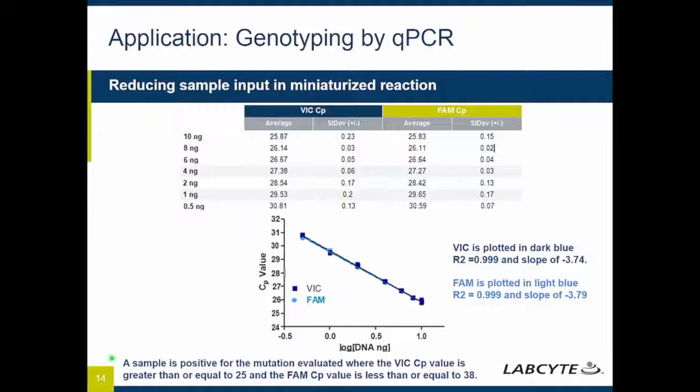This is going to be a continued message throughout the next few slides, so it's just a couple of numbers to pay attention to. But as you can see, as we're decreasing the amount of DNA input, we're getting a very nice linear correlation for the amount of CP values present. Here we've got the FAM plotted in the light blue with an R-squared of 0.999, as well as a 0.999 for the R-squared in the VIC. The nice thing really is that the slopes are negative 3.74 as well as negative 3.79. This experiment basically demonstrates that we can use less DNA present and still obtain a positive response.